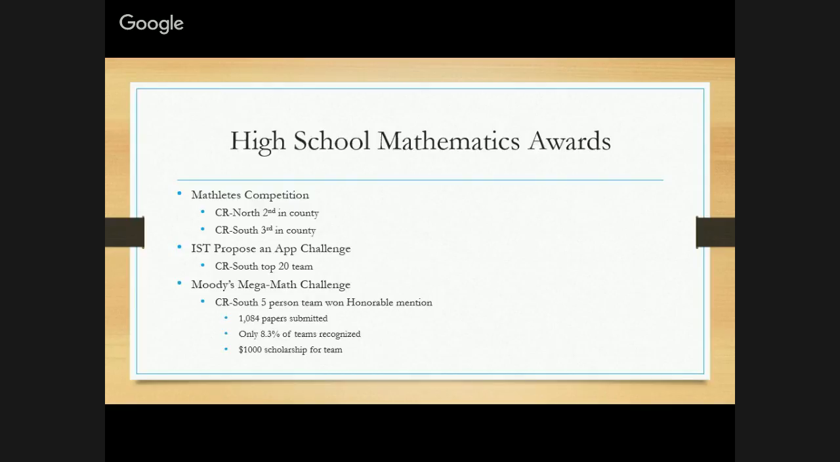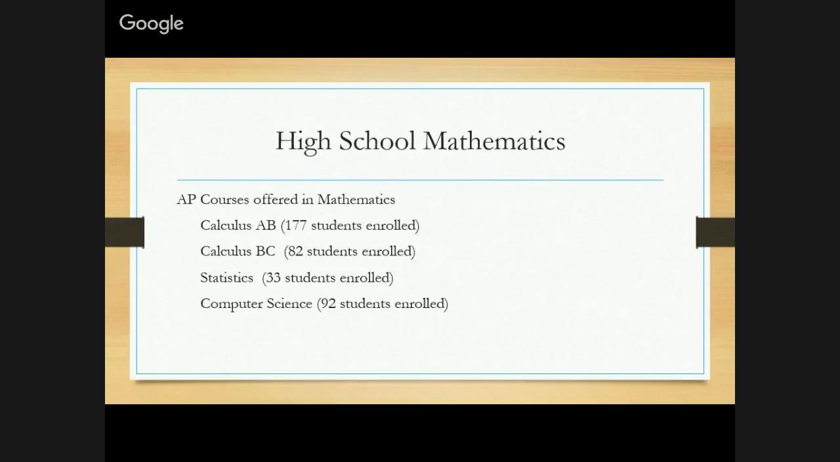The Moody's Mega Math Challenge, South had a 5-person team, and Dan Lynch was the advisor on that. They received honorable mention. Of the 1,084 papers submitted, only 8.3% of the teams were recognized, and as a team, they won a $1,000 scholarship for them to split among themselves. Good for them. That's awesome.